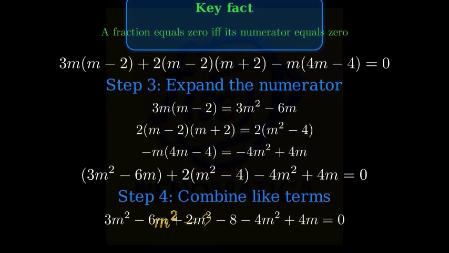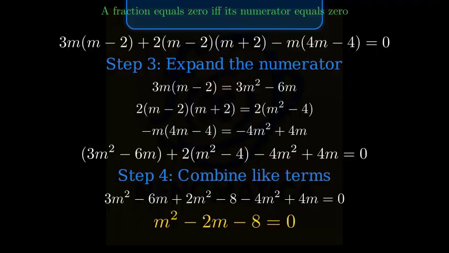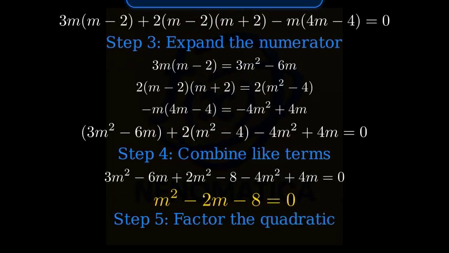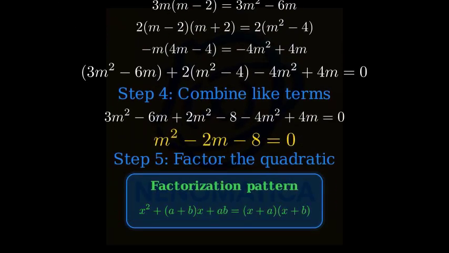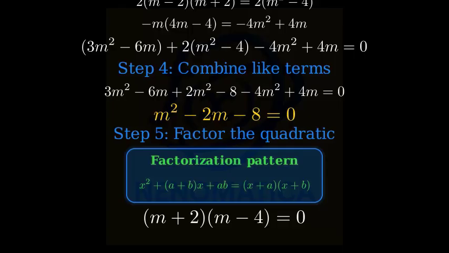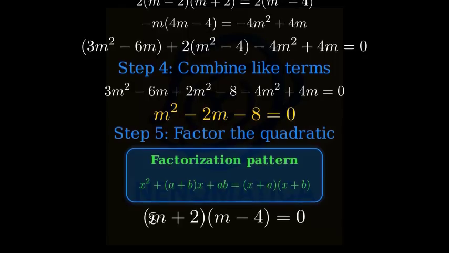Step 5. Factor the quadratic using the product sum pattern. Recall, x squared plus (a plus b) x plus a b equals (x plus a)(x plus b). Here, numbers 2 and -4 multiply to -8 and add to -2. So the factorization is (m plus 2)(m minus 4) equals 0.